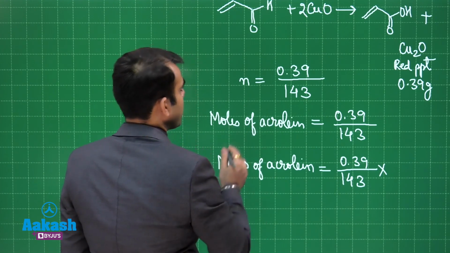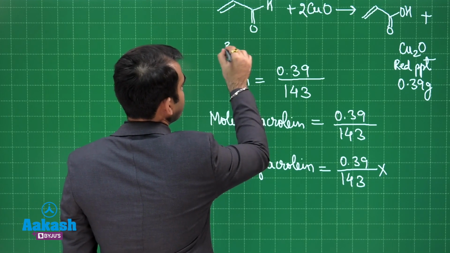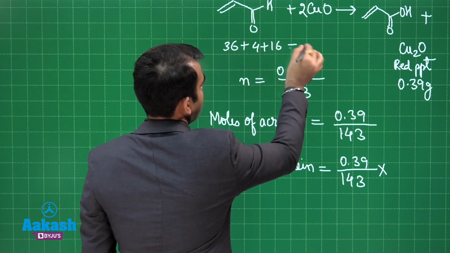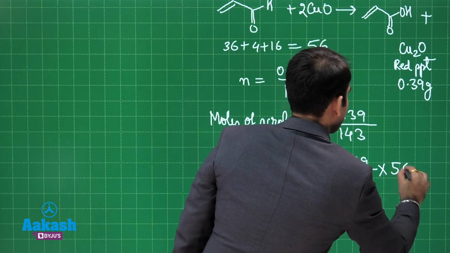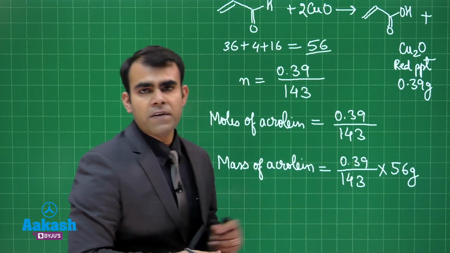And what is the molar mass of acrolein? You can see from here that we have 3 carbons here. For that 36, total hydrogens are 4, plus 16, and this becomes 56. So the molar mass is 56 grams. So this is the mass of acrolein obtained.